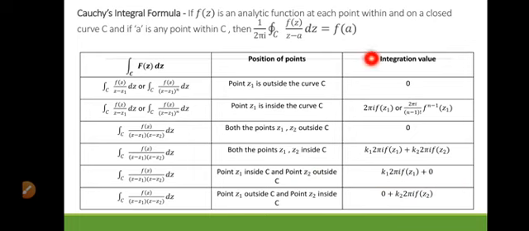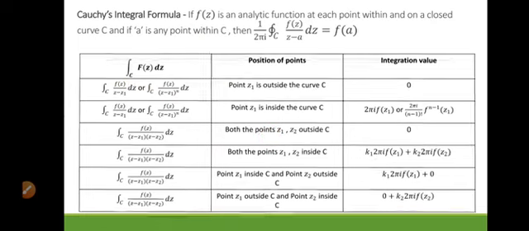Now, referring to this integration formula, that is Cauchy's integral formula, and this table, depending on the position of the points with respect to the given curve C, we are going to solve the integrations. So this Cauchy's integral formula helps you to find the value of an integration without actually performing the integration, or even without applying any integration formula. So let us solve some examples. There are different types of examples where we can apply Cauchy's integral formula.